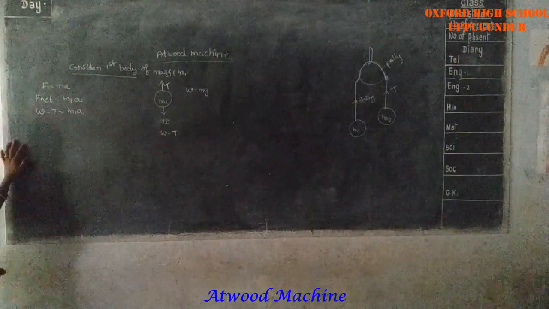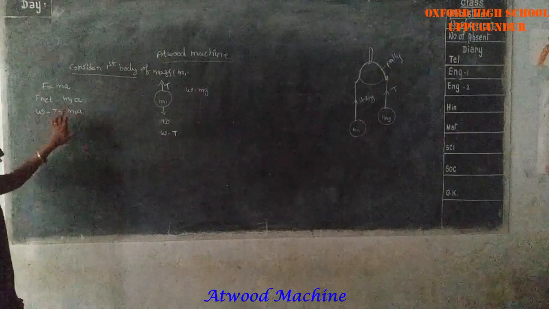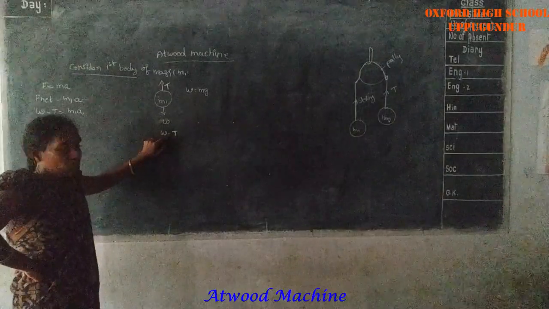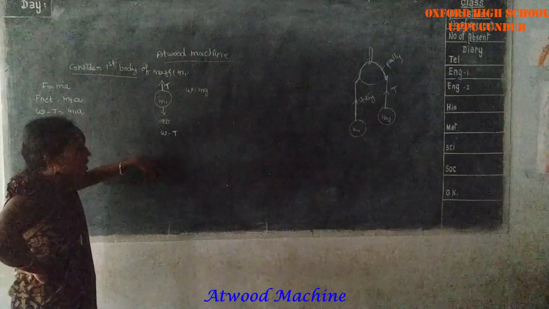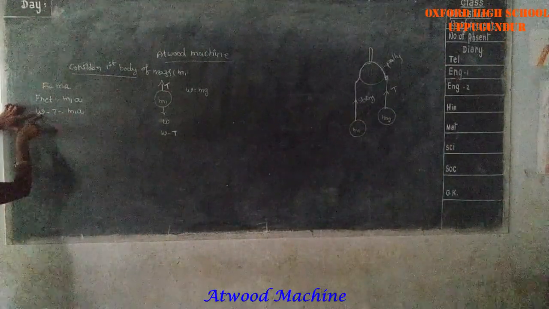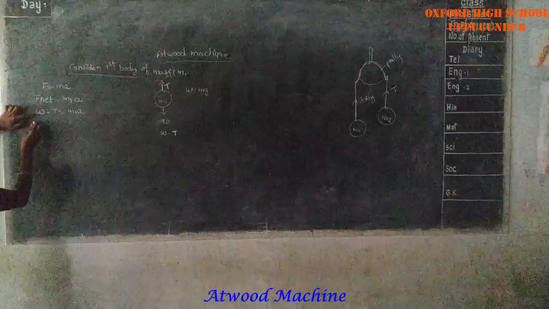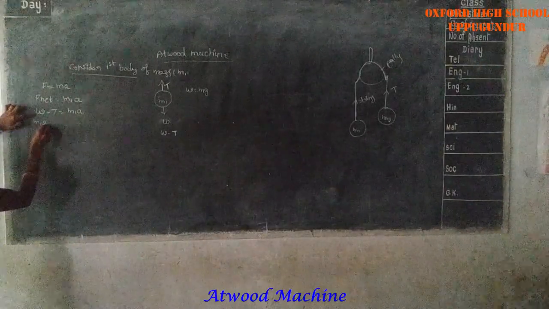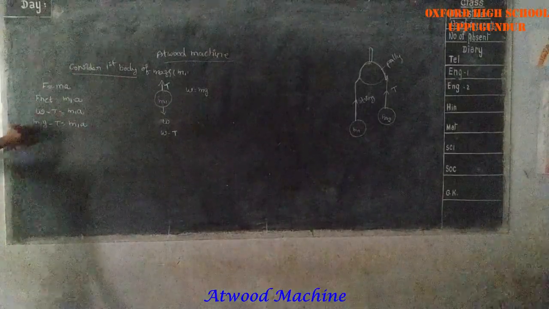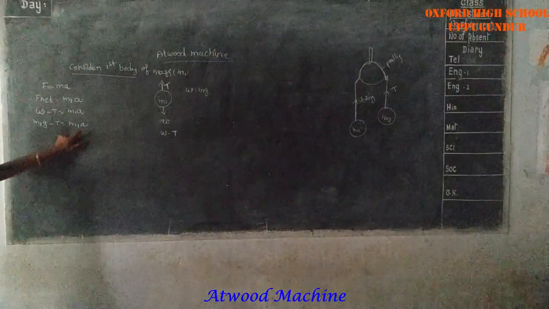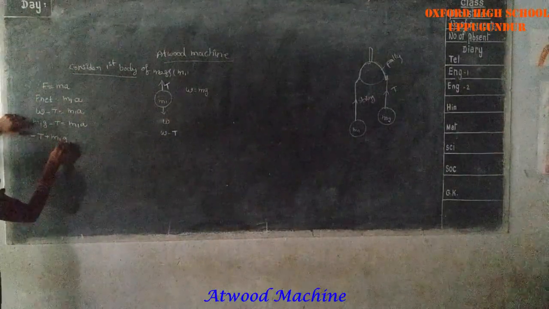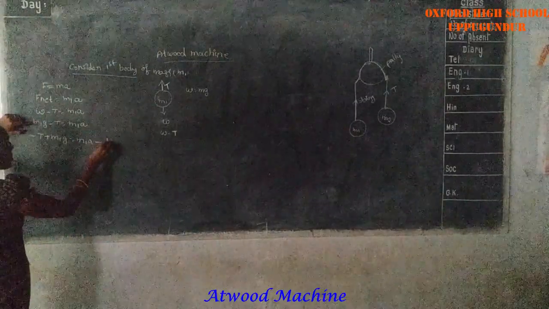That means the net force acting on the first body is W minus T. W means the weight of the body acting in the downward direction and the tension is acting in the upward direction. We know very well W is nothing but weight. The formula for weight gives M1g minus T is equal to M1a. Now this should be written as minus T plus M1g is equal to M1a. This is equation number 1.